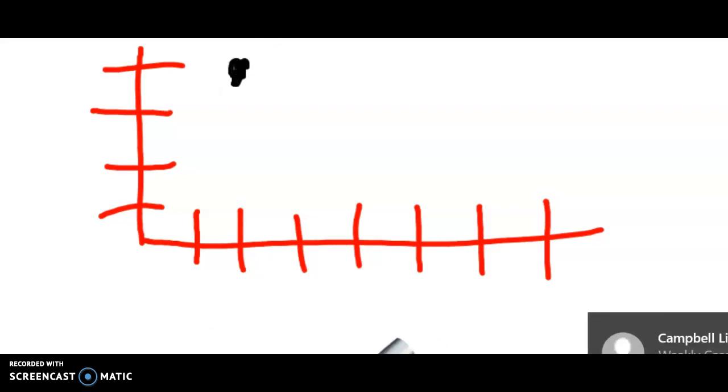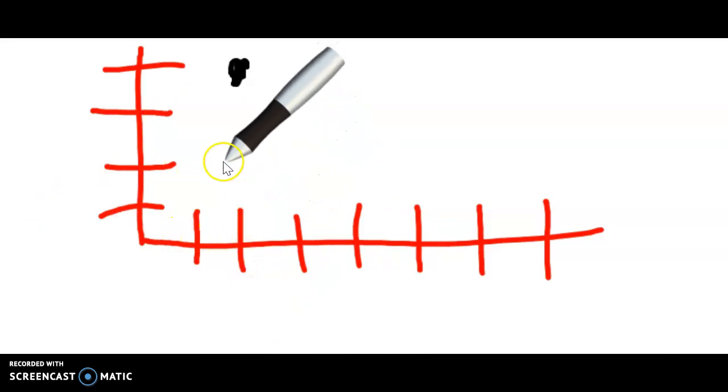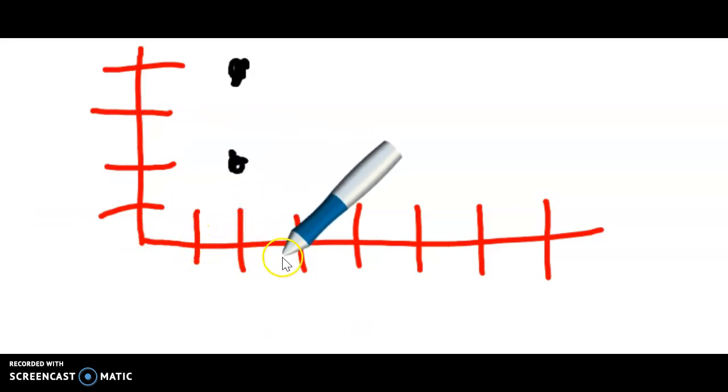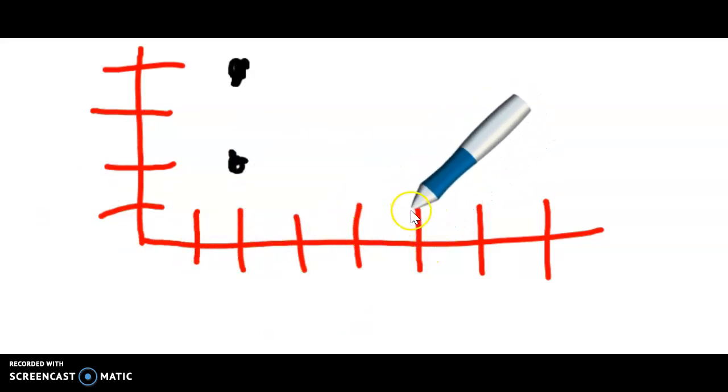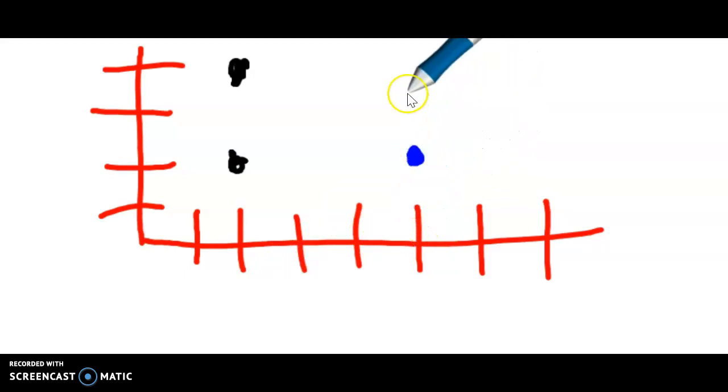Okay, let's say it is 2 and 2. So I go over 1, 2, 1, 2. And let's say the next part of our rectangle is 5 and 2. I count over 5: 1, 2, 3, 4, 5. And I go up 2: 1, 2. And let's say it's 5 and 4. I go over my 5 and then I go up to my 4. Now what I have to do is count the distance.